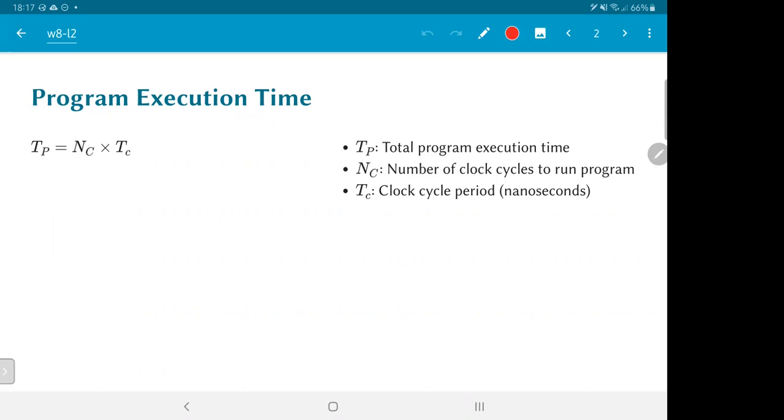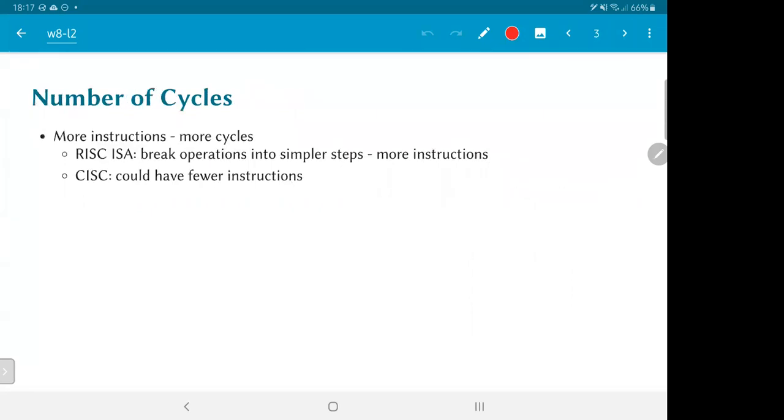Now, the program execution time, the total time required to run the program, TP, is given by NC, which is the number of clock cycles required to run the program, multiplied by the clock cycle period in nanoseconds. Now, the number of cycles itself depends on the number of instructions typically. And usually what we can imagine is that if we have more instructions to execute, they are going to take more clock cycles. However, to some extent, this is also dependent on the instruction set architecture.